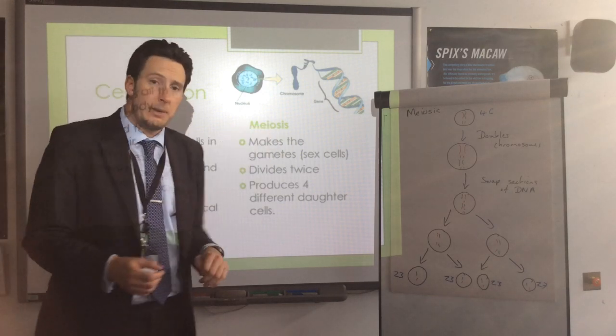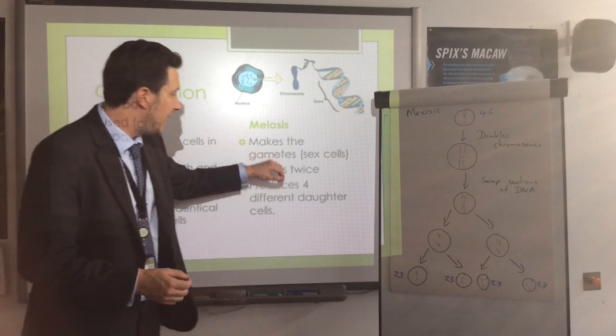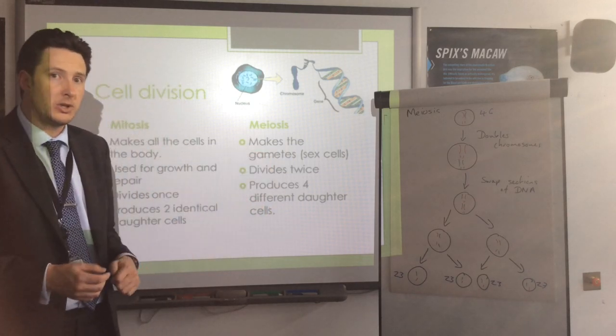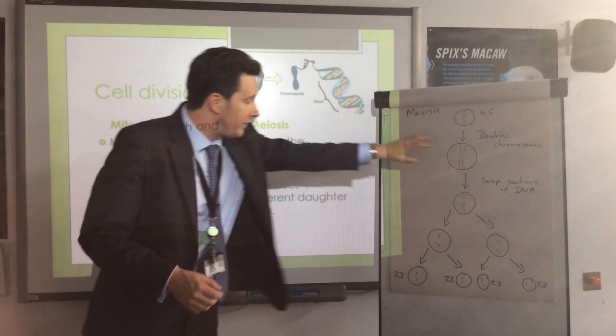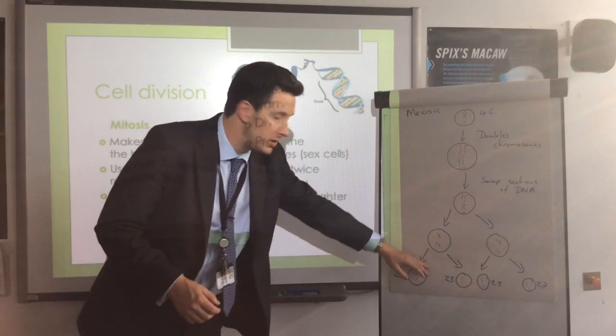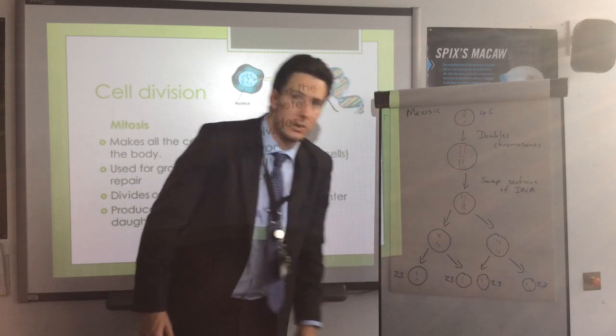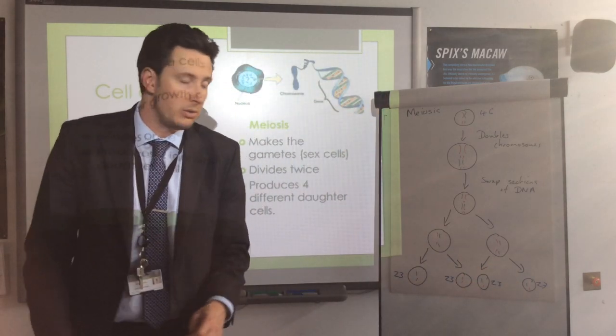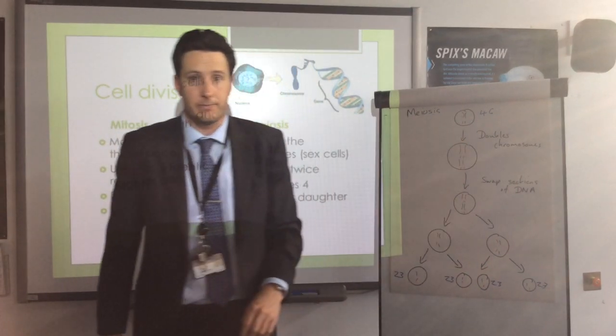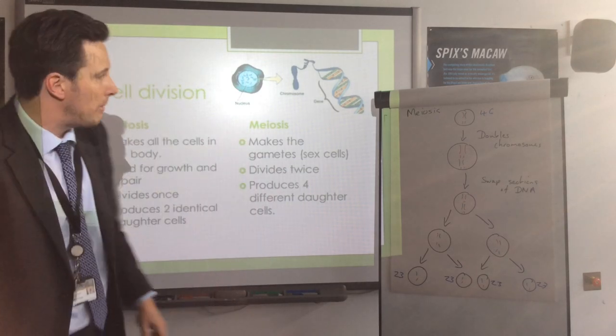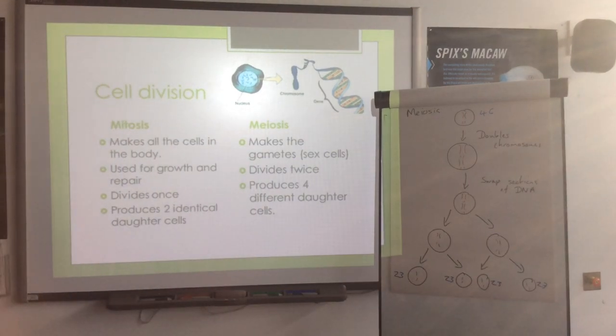And meiosis makes the sex cells, the gametes, the sperm and the egg that produce life. In that, it divides twice. Once, then twice. And it produces 4 new daughter cells, which have half the number of chromosomes of the parent cell. Okay? So that's the important bits to remember about the two processes.